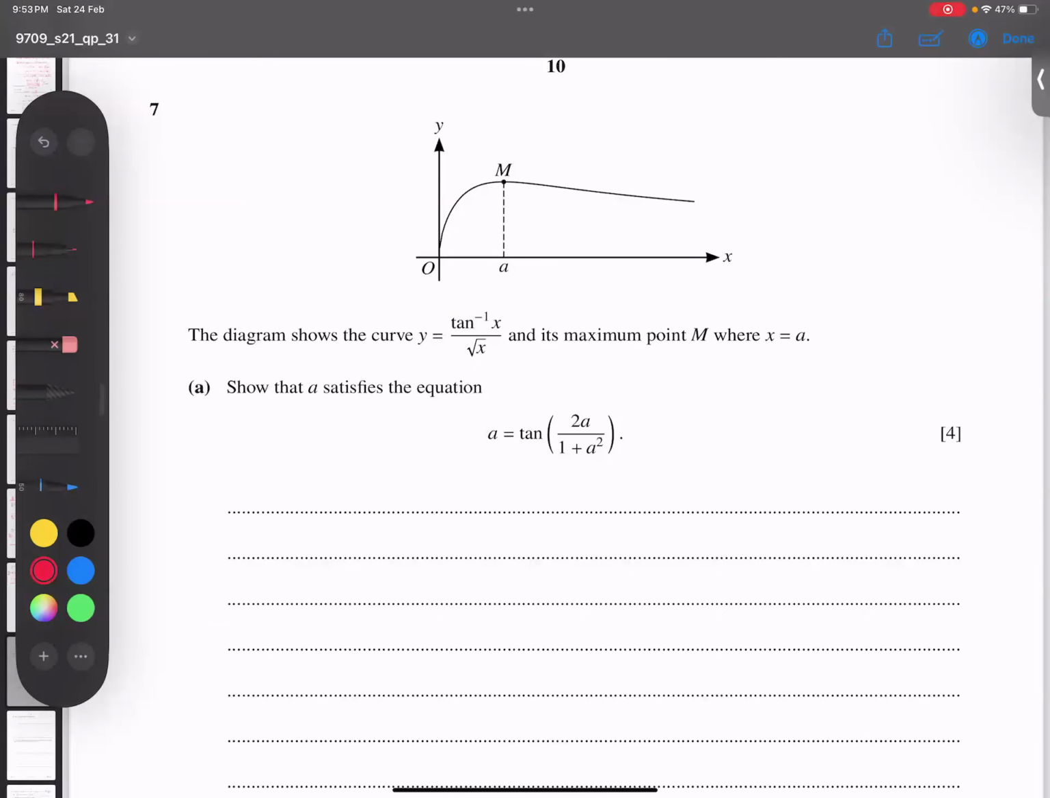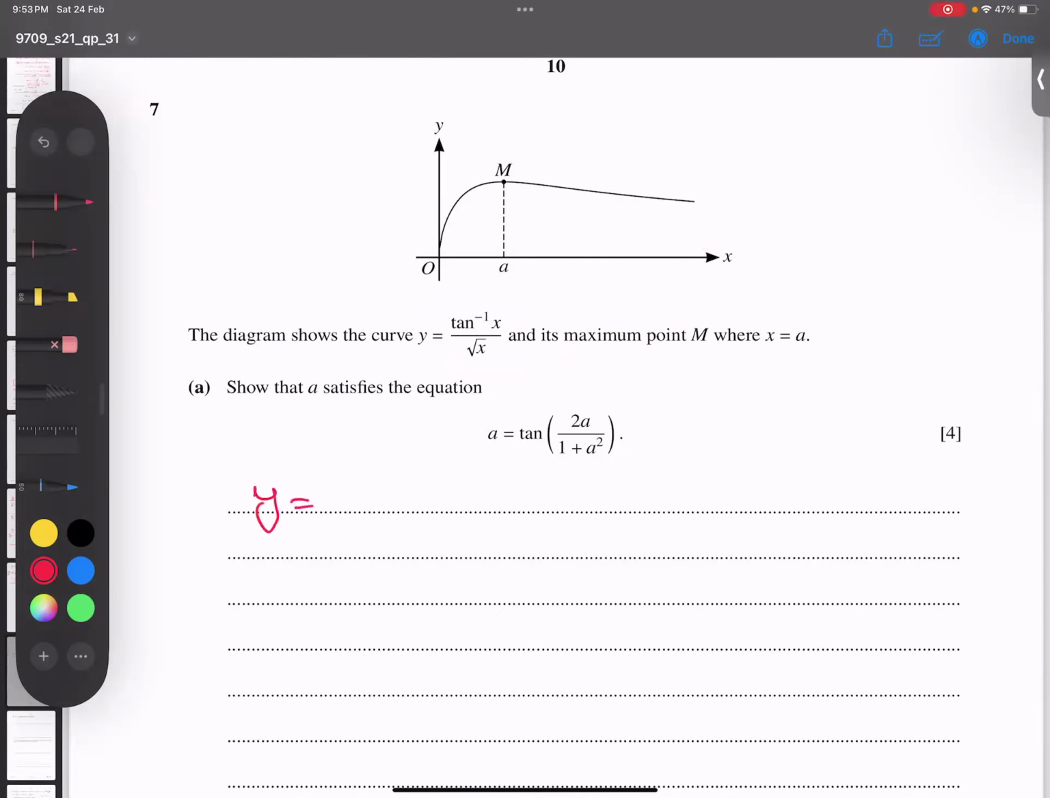Bismillahirrahmanirrahim. June 2021, 31 variant, question number 7. The topic is given: the equation of a curve. It has a maximum point at x value a, and we have to show this equation. How can we do it?